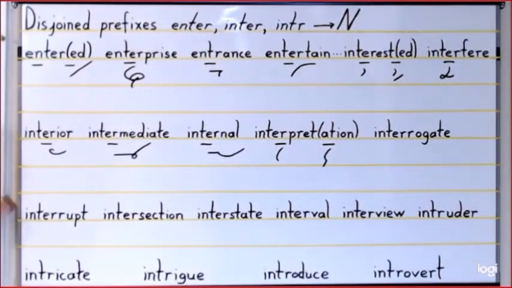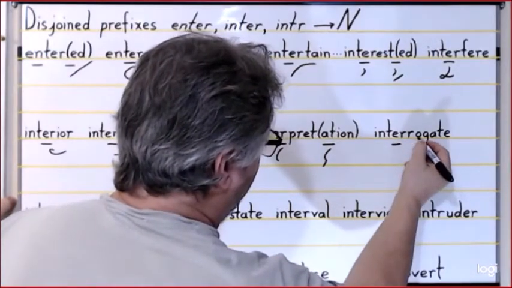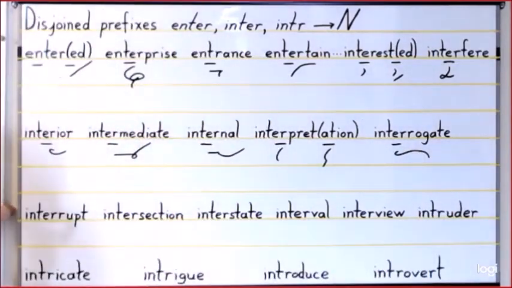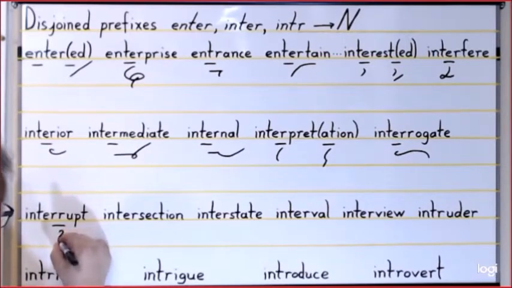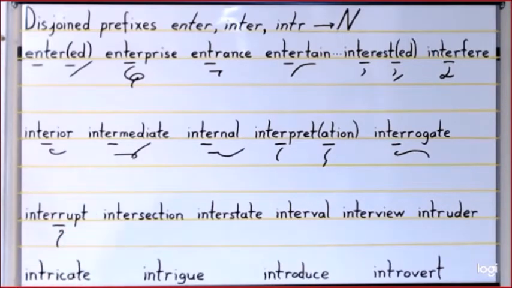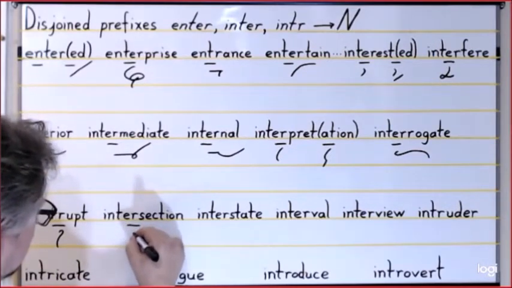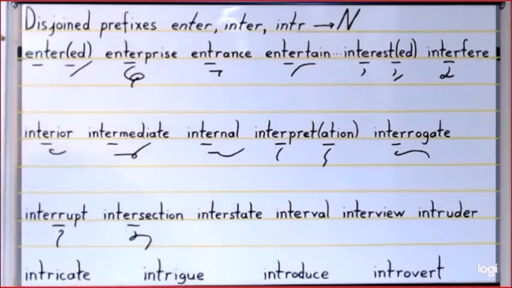For interrogate, it is an N. Then we're going to add this O here and a G for interrogate. For interrupt, it is an N and then a U, P. For intersection, it is an N, an S, E, K, S, H.